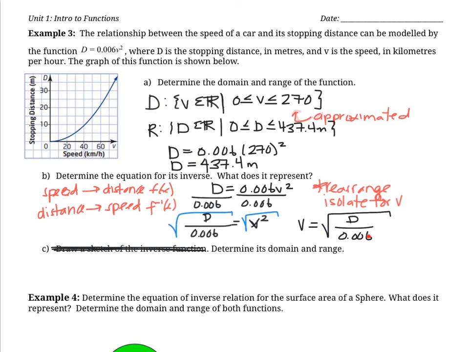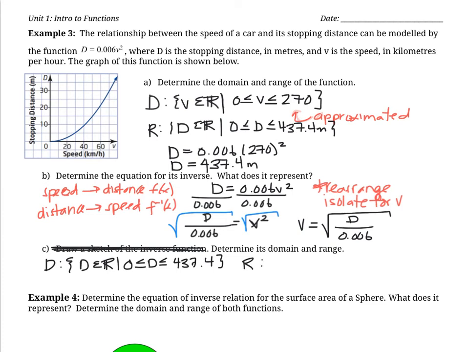So now it asks us to come up with the domain and range of this inverse, and I say that with the quotation inverse, where we've found an equation so we can input distance and get our speed. So now our input is our stopping distance. So originally our input used to be our speed, now our input is our stopping distance. So we're going to write domain. Well, first of all, that's going to be our stopping distance. Let's look up here. We already figured this out. We said our stopping distance, the lowest is 0 and the highest is 437. So 0 is less than or equal to d is less than or equal to 437.4 meters.